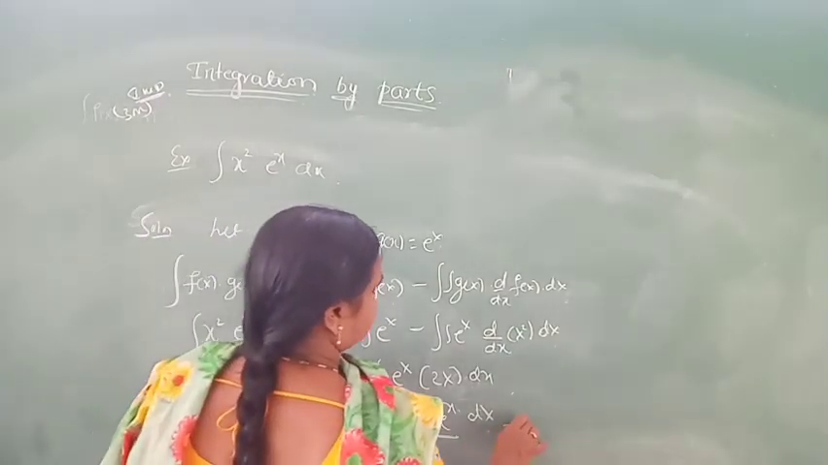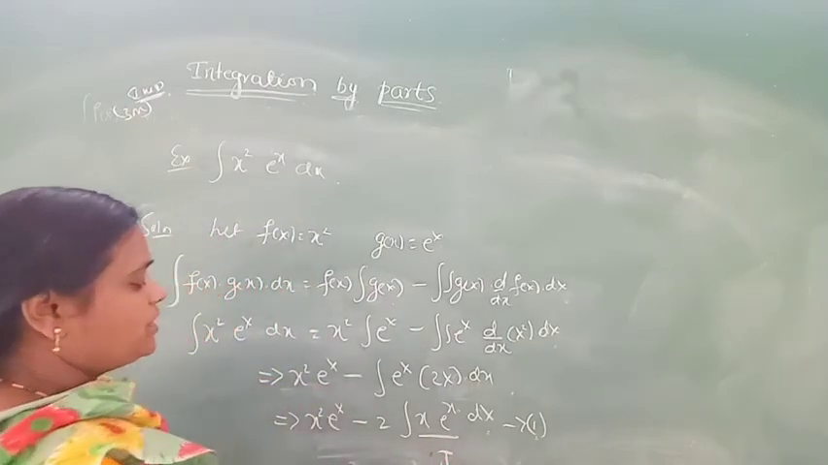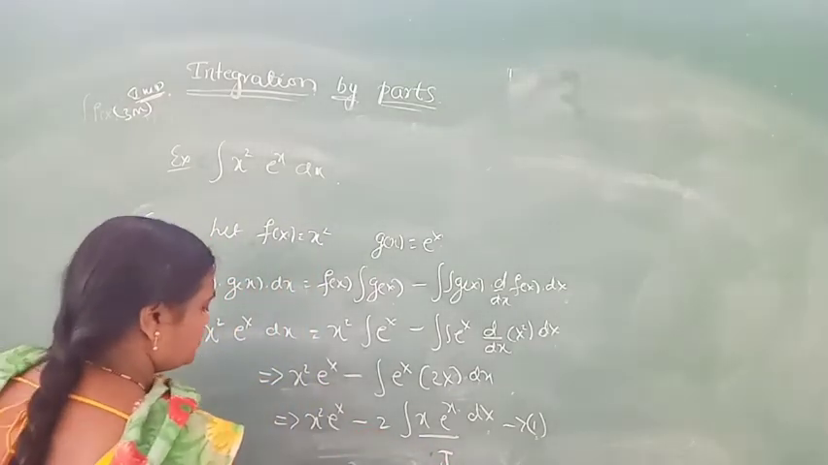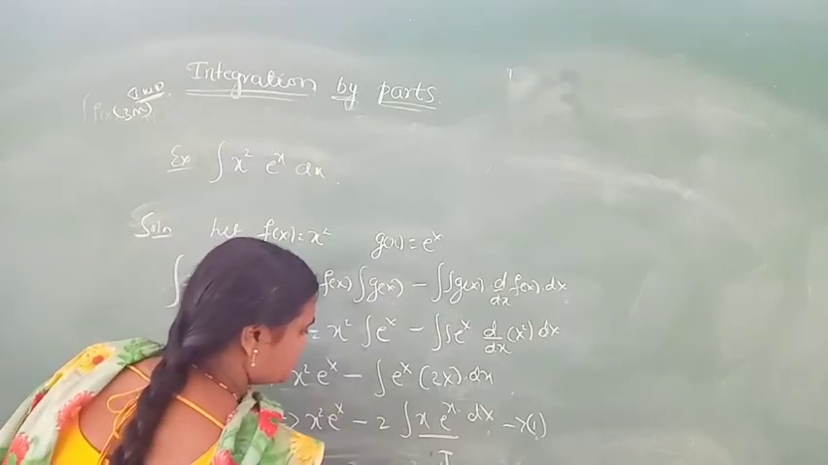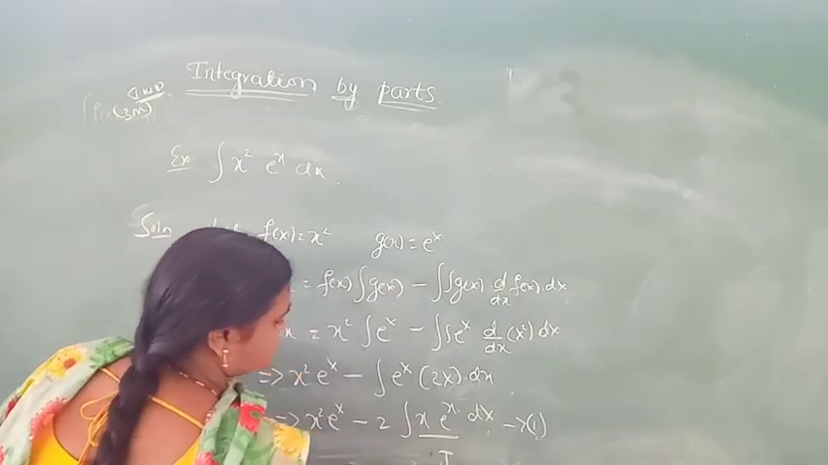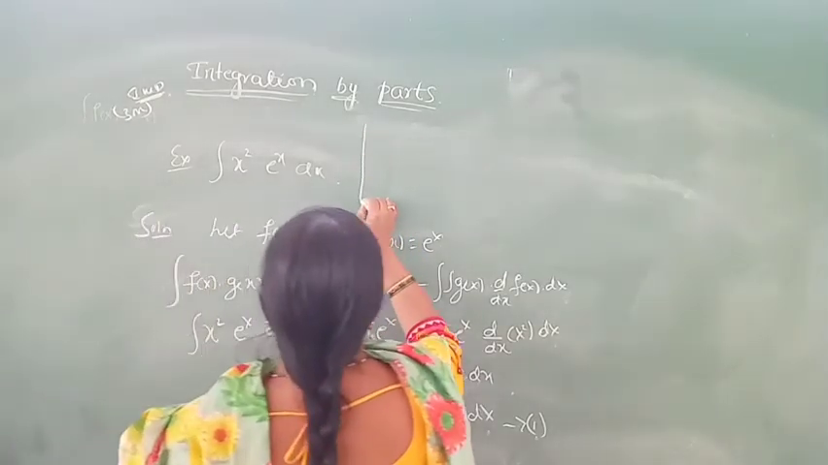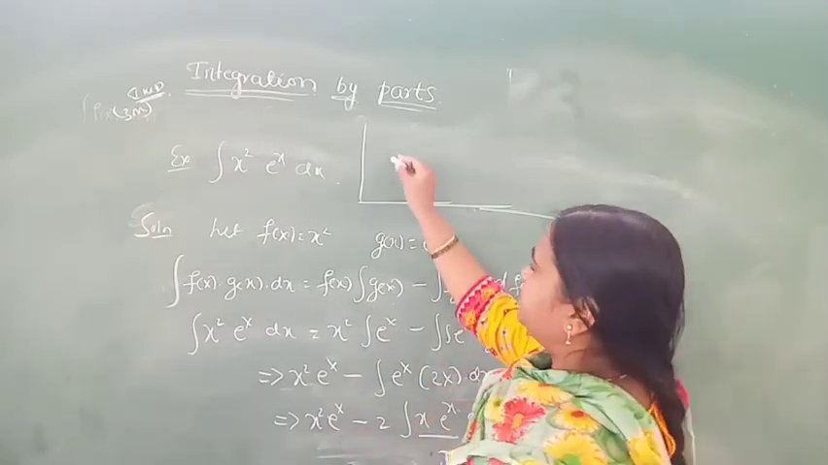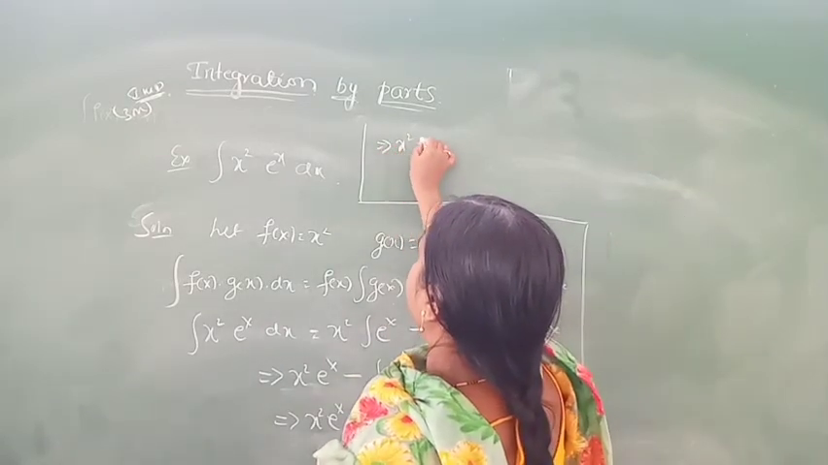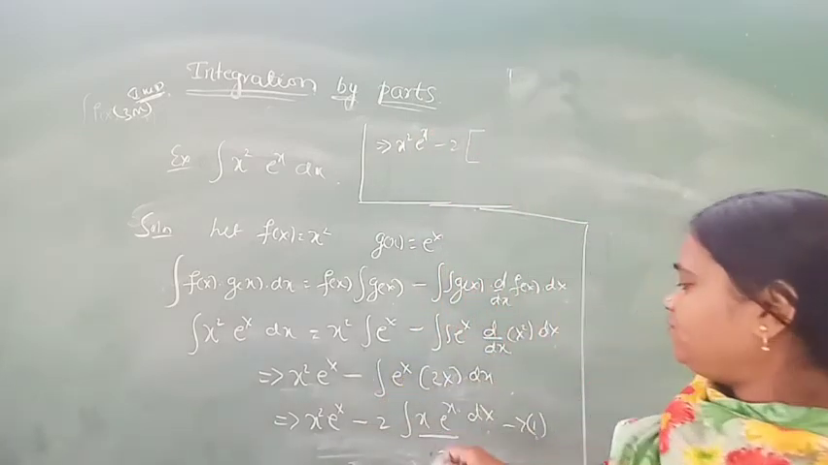All this is equation 1, and we will call this Roman letter 1. In Roman letter 1, consider f of x is x, and e to the power x is g of x. Again the same formula we have to apply. This first part I am writing as it is: x square e to the power x minus 2, and the same formula we are applying.